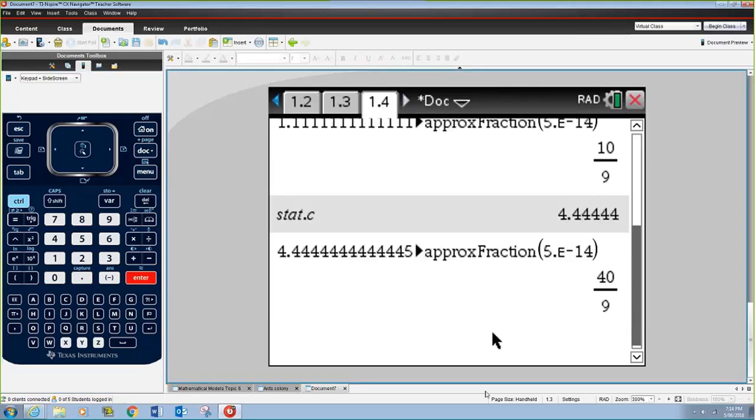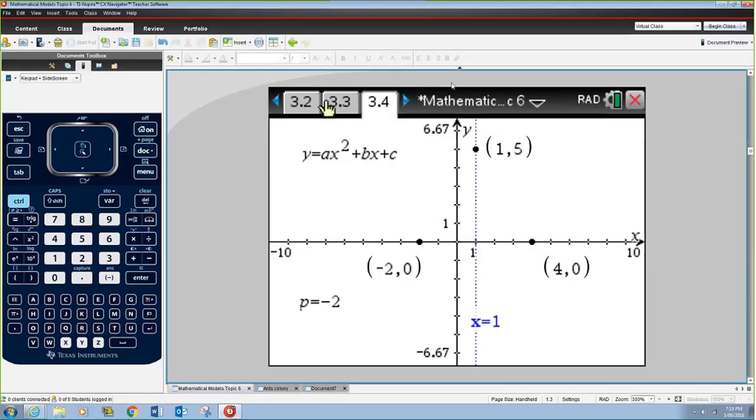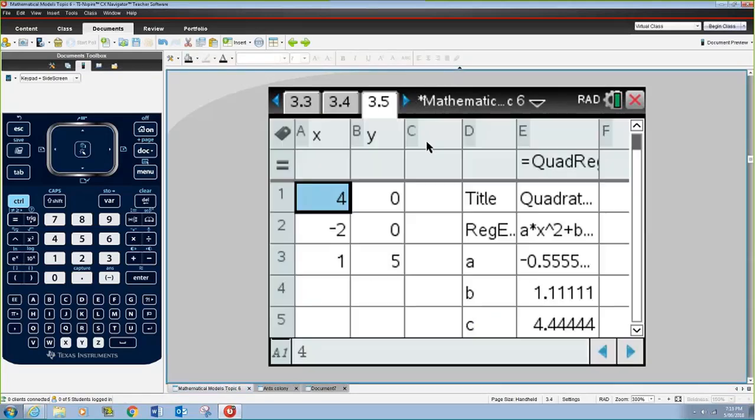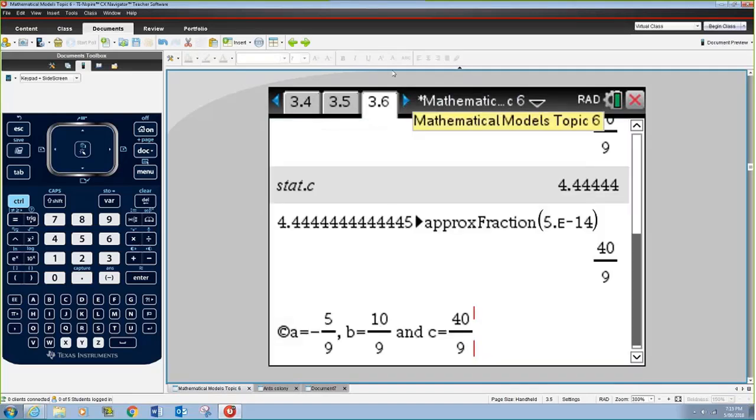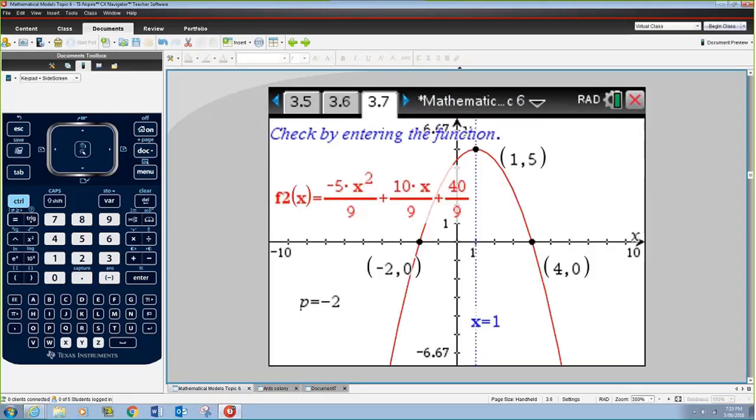So once we have that done, if I go back to here, knowing the coefficients, we can enter the equation and check that actually this parabola passes through those points. So that's the check for the students that they've got this answer correctly.